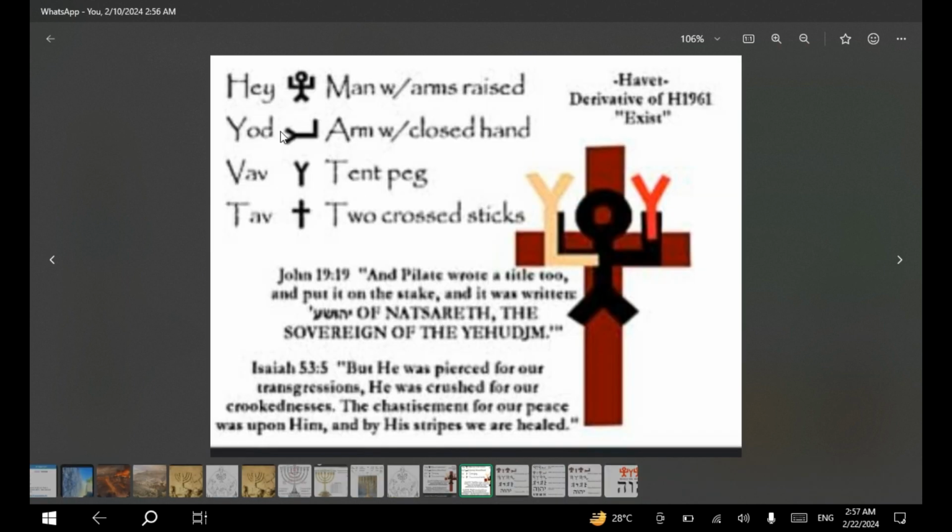You see this? Man with arms rising. You see that Yod means Yah, man's closed hand. Tent, man, arms rising in his tent. Right? They knew what they're doing.